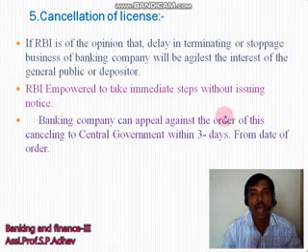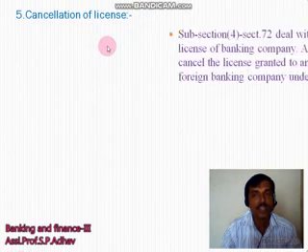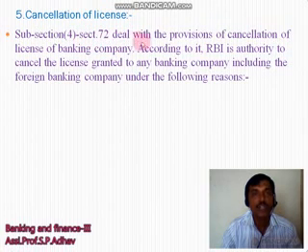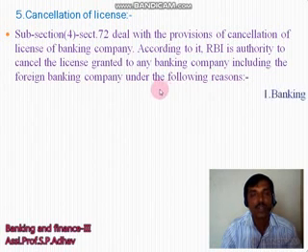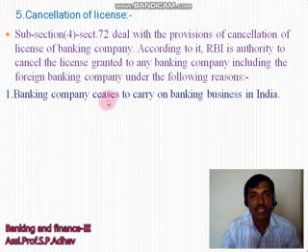A banking company can appeal against the order of cancellation to the central government within 3 days of the date of the order. When the RBI gives the order of cancellation, the banking company can apply within 3 days to the central government against the cancellation of their license. Section 22, subsection 4 deals with the provision of cancellation of the license of a banking company. According to the RBI, it has the authority to cancel the license granted to any banking company, including foreign banking companies, for the following reasons. The banking company ceases to carry on banking business in India.